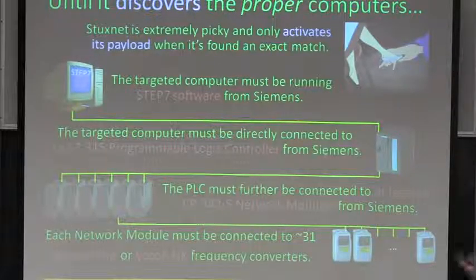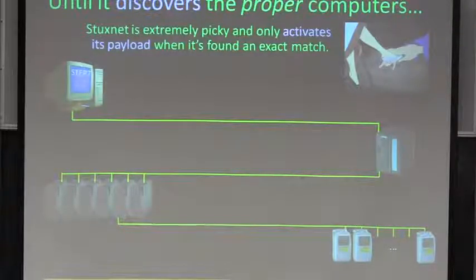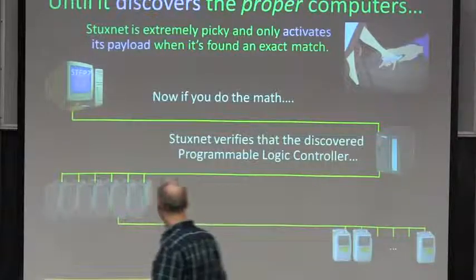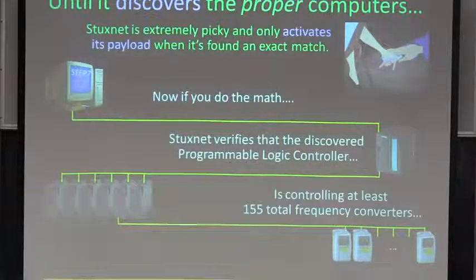It was actually able to query the hardware, the PLC, to find out whether it was connected to this hardware. Now, here's the interesting thing. If you do the math, Stuxnet verifies that the discovered PLC right there is controlling at least 155 total frequency converters, the guys here at the bottom that spin the thing fast enough.